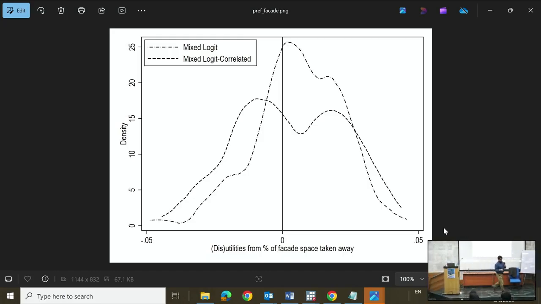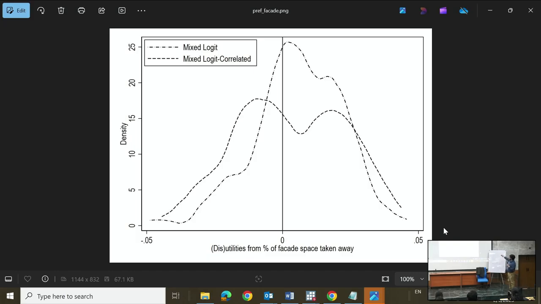So when I saw this distribution of preferences for facade, with my experience, I thought, finite mixture. Why? Because what we have here is not a distribution that goes like this, but we have two distributions that go like this. Look. Do you see it? That's what you have there.